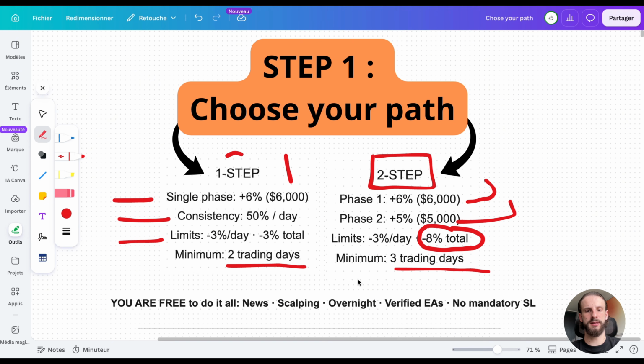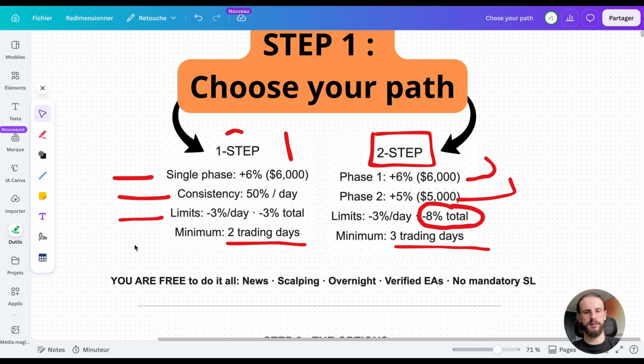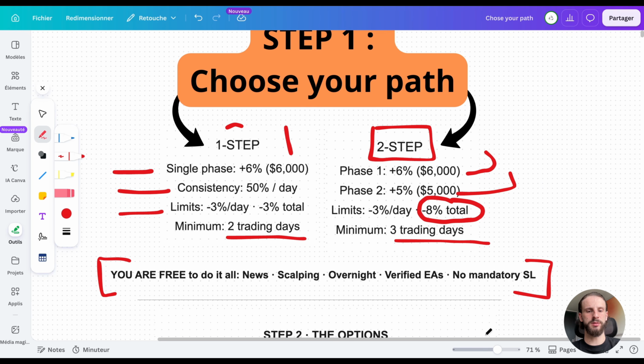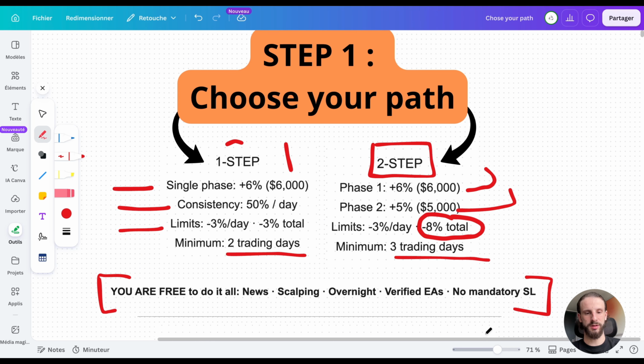Okay, and here's the thing: on both challenges, you are completely free. You can trade news, you can scalp, you can hold positions overnight, you can use verified EAs, and you know, there is no mandatory stop loss. So if you don't want to use a stop loss, it's on you. So you basically trade the way you actually want to trade. That's it.